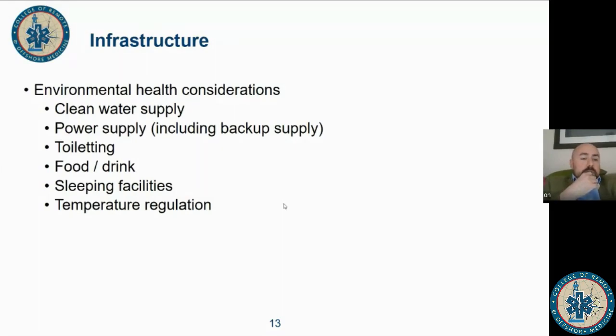Toileting, and that's not just for your patients, that's also for you. What are you going to do to get rid of sewage? How are you going to eat and drink? That's again both a consideration for yourselves as well as your patients, and how are you going to keep that hygienic and try to mitigate your other environmental risks for diseases such as diarrhea and vomiting. Where are you going to sleep, as well as where are your patients going to sleep, and how are you going to maintain temperature regulation if you are somewhere that is extremely hot versus somewhere that is extremely cold.